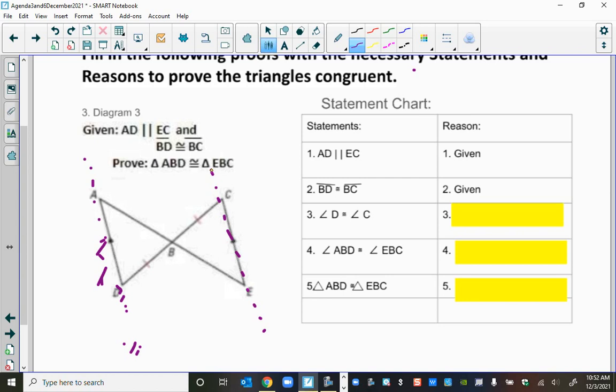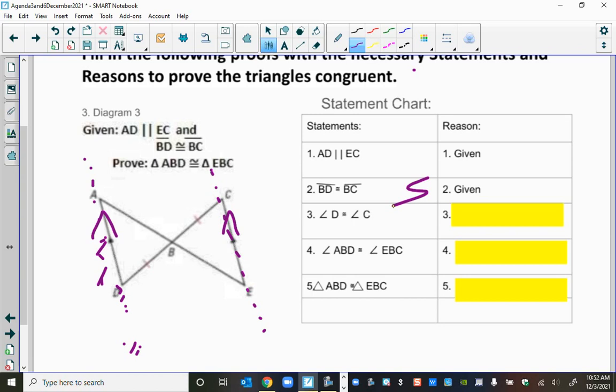Then they gave us DB, DC. That's it. So they gave us a side right here. You can't mark this as a side necessarily. They're just saying these lines are parallel. They're never going to touch. That's going to help us with something in a minute. So then they said BD, BC. That's a side.